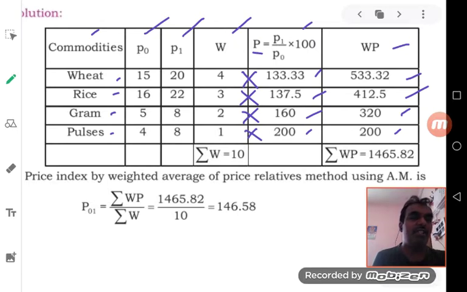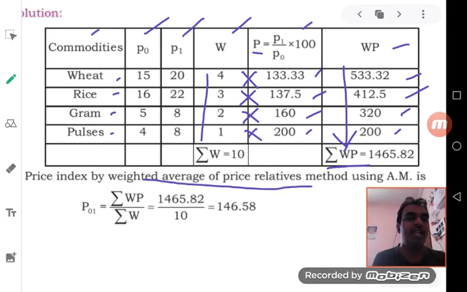Now add the sum of WP, summation WP. If you add all these values, you should get 1465.82. Take the total of weights also here, summation W, that is 10. Now price index number by weighted average of price relatives under arithmetic mean. So the formula is price index number is equals to summation WP by summation W, equals to 1465.82 divided by summation W, which is 10. So you are getting 146.58 is the answer.